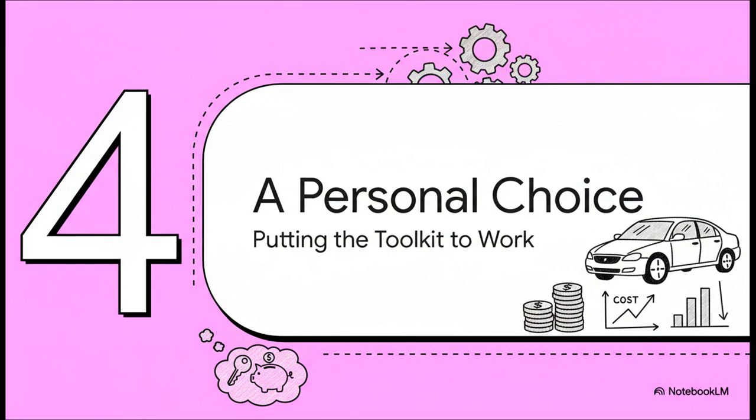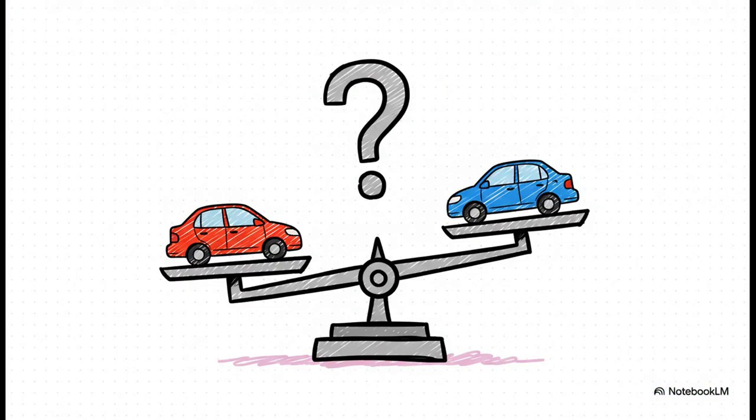Okay, we've talked enough theory. Let's get our hands dirty and put this new toolkit to work on something that probably everyone here has thought about: buying a car. This is where the rubber meets the road, literally. We're going to see how these big-shot business concepts are actually super powerful for making better choices in our own everyday lives.